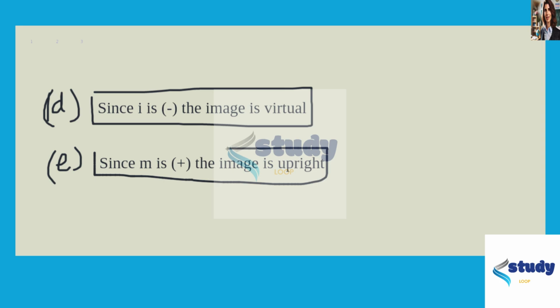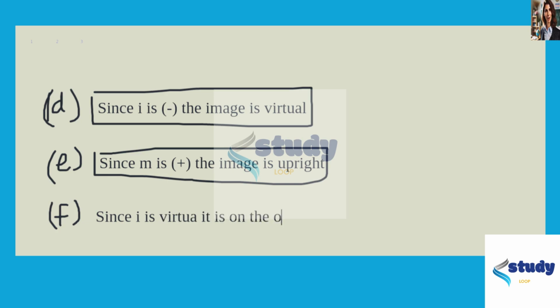And then part F wants to know if the image that is formed is on the same side or the opposite side of the object that formed it. But since it's virtual and it's negative, that means it's formed on the opposite side. So we can say since i is virtual, it is on the opposite side. And we can box that in as our solution for part F.